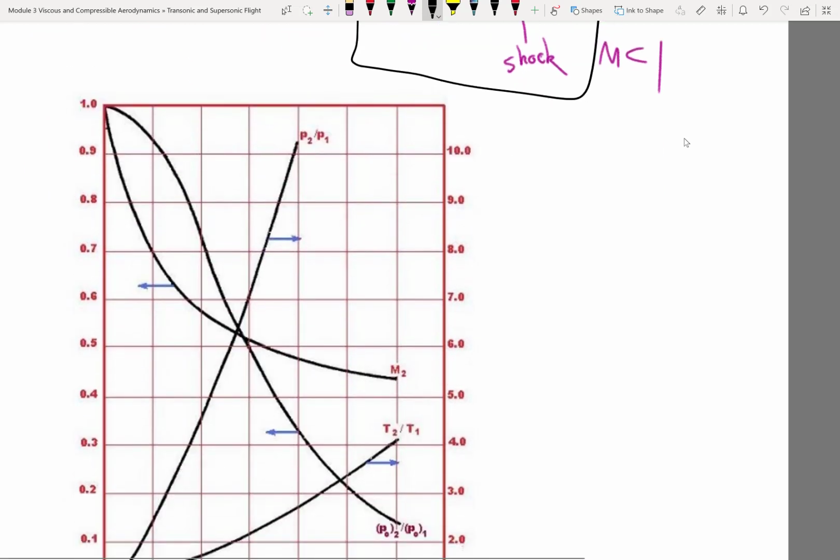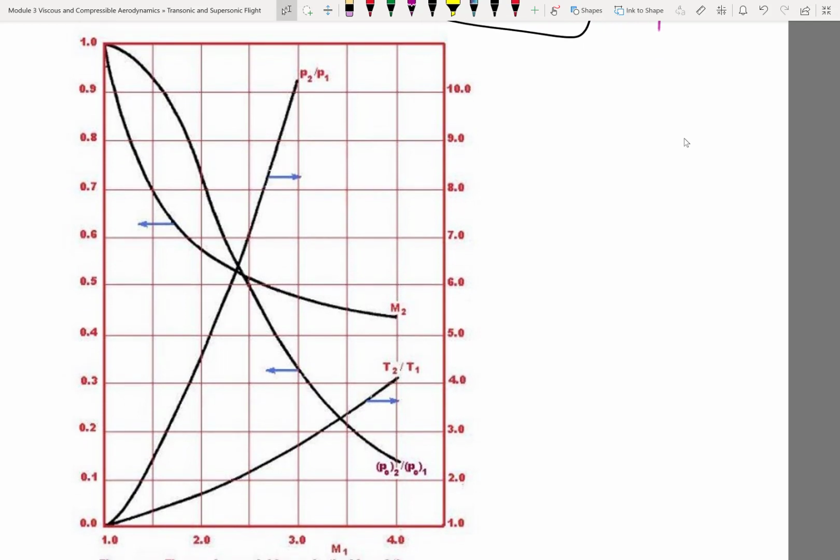Now, if you solve these three equations, this is what you actually get. This table, you can look it up from a lot of sources. They'll show you the same thing, but I'll tell you how to read them. So look at these blue arrows. This has to be looked at on the left axis, right? So the M2, which is the Mach number downstream, as the M1, which is the Mach number upstream, increases, the Mach number downstream decreases. All right.